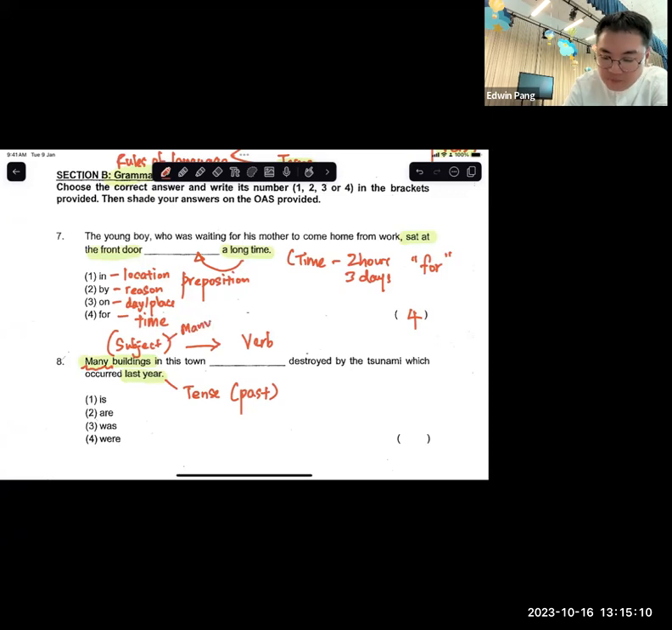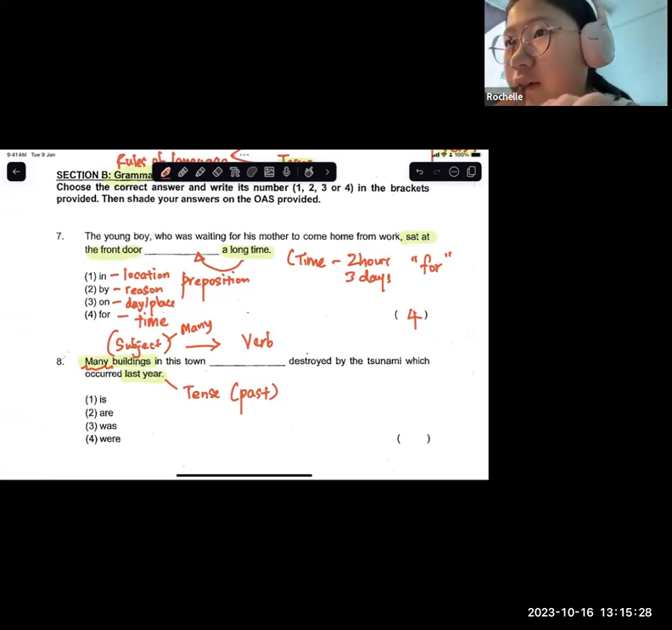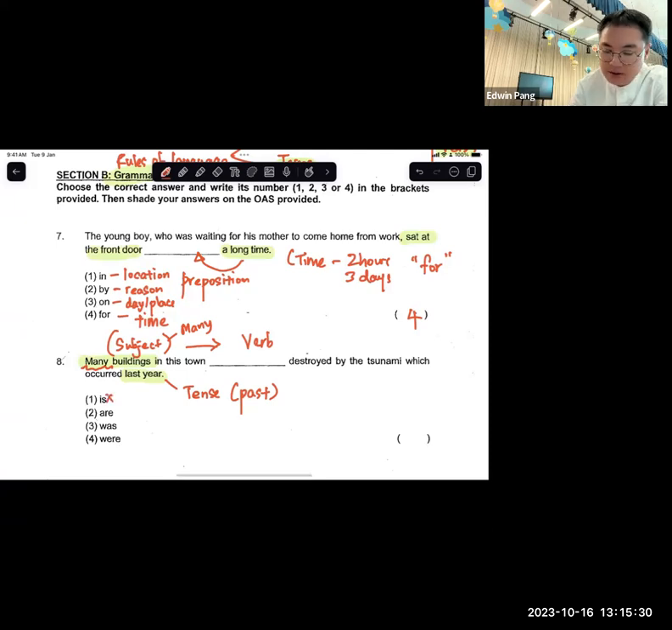Many buildings, right? Many. So can anyone tell me what's the subject-verb agreement rule for a subject with many? Can you all remember? Anyone? Rochelle, go ahead. Many, no S. No S, right? So this one's got S, cannot. This one's got S, cannot. Can you see the S here? So it cannot be is and it cannot be was, right? Because it ends with an S. Now, between are and were, which one should it be and why?